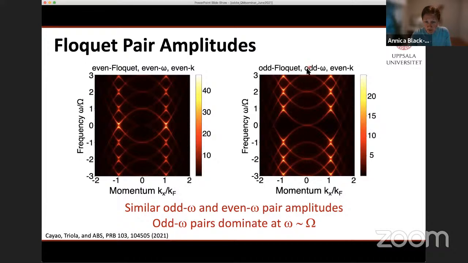And then you have the ones that are odd in frequency, odd in Floquet. And you see, they do overlap a fair amount, but what's interesting, especially up here at one multiple of the drive frequency, you have a lot of odd frequency. And you have very little even frequency exactly at this point. So you get odd frequency pairs dominating at multiples of the drive frequency in the system.